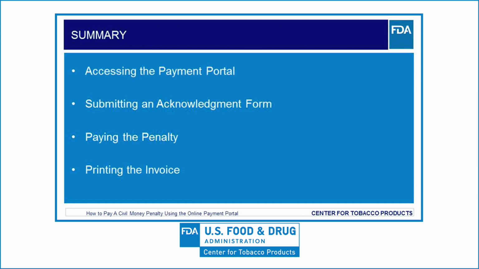This concludes our discussion of how to pay your civil money penalty online. To summarize the material we have covered in this webinar, we discussed how to access the online acknowledgement and payment portal. We demonstrated how to submit an online acknowledgement form. We reviewed the steps for paying the penalty, and we examined how to print an invoice for your records.